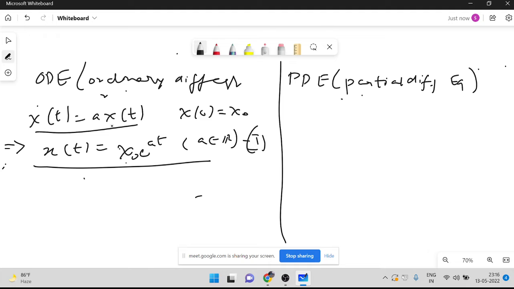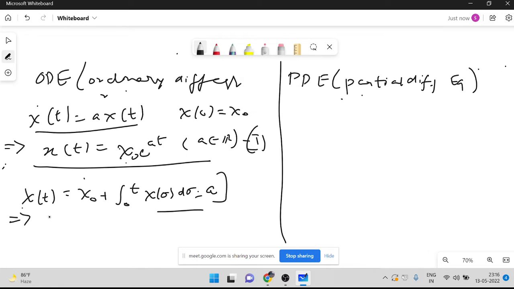Say you integrate this on both sides. So x of t is equal to x naught plus a times the integral from 0 to t of x of sigma d sigma. You solve this expression recursively, you get x of t is equal to x naught e power at. So this is the second solution. These both solutions are the same.